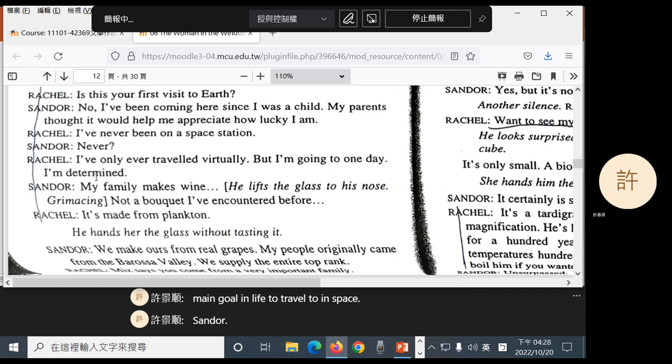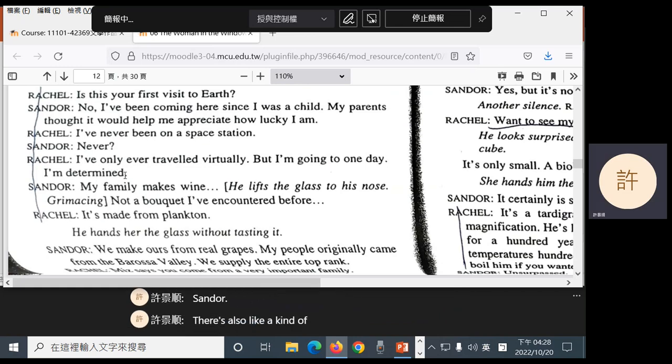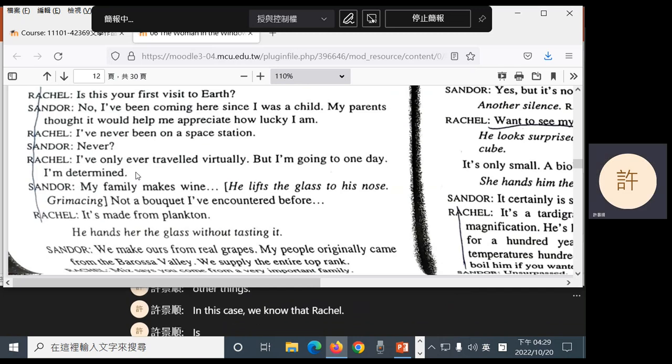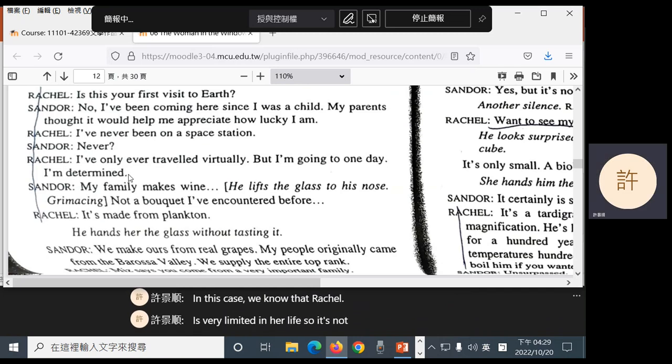So at this point in the play, this seems to be Rachel's main goal in life. To travel in space. There's also a kind of critique of travel as well. If your main goal in life is to travel to a specific place, usually that means that you don't have bigger goals. If your only goal is to move your body from one place to another, either you are very happy or you don't care about a lot of other things. In this case, we know that Rachel is very limited in her life. So it's not that she doesn't care about other things. She doesn't know that there are other things to care about.